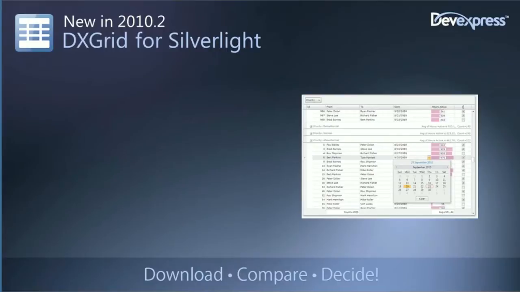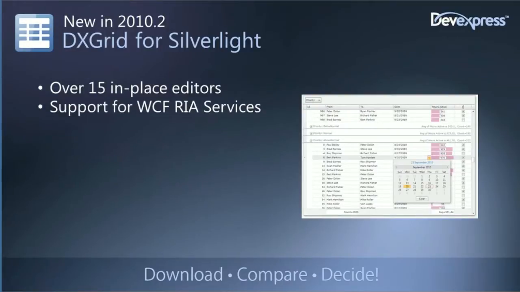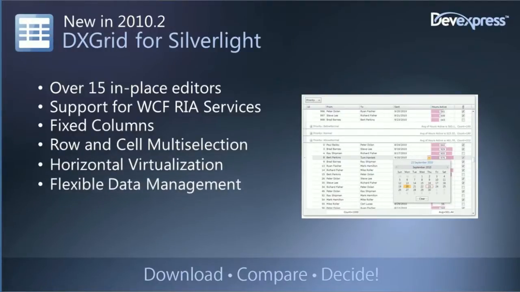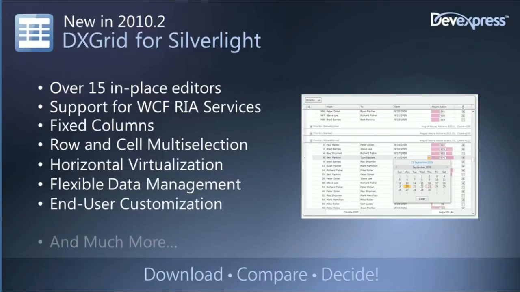So what this gives us in Silverlight, just some of the highlights, is over 15 in-place editors, support for WCF RIA services. See, I did spell it right there. It has fixed columns, row and cell multi-selection, horizontal virtualization, flexible data management. We'll take a look at that in the next webinar. And finally, end user customization. There are a lot of other features that we could look at if we wanted to get technically too deep into the product, but for the sake of simplicity, we'll leave it at that with this webinar.